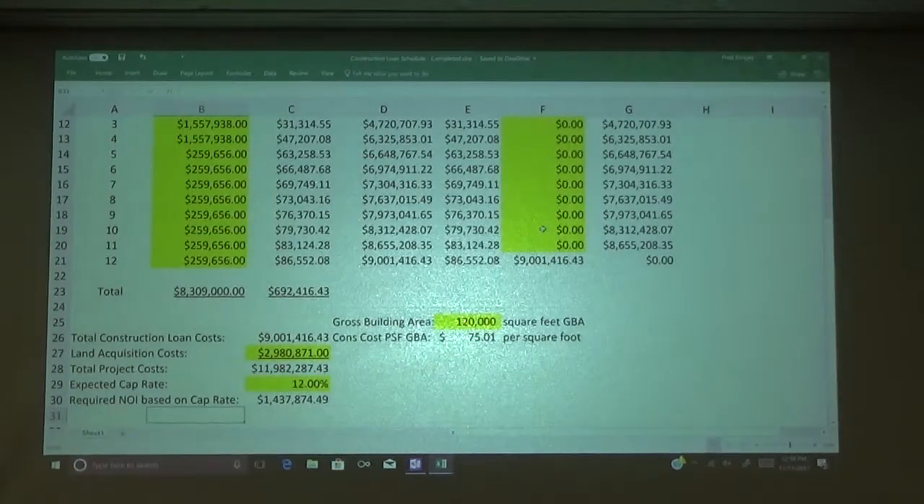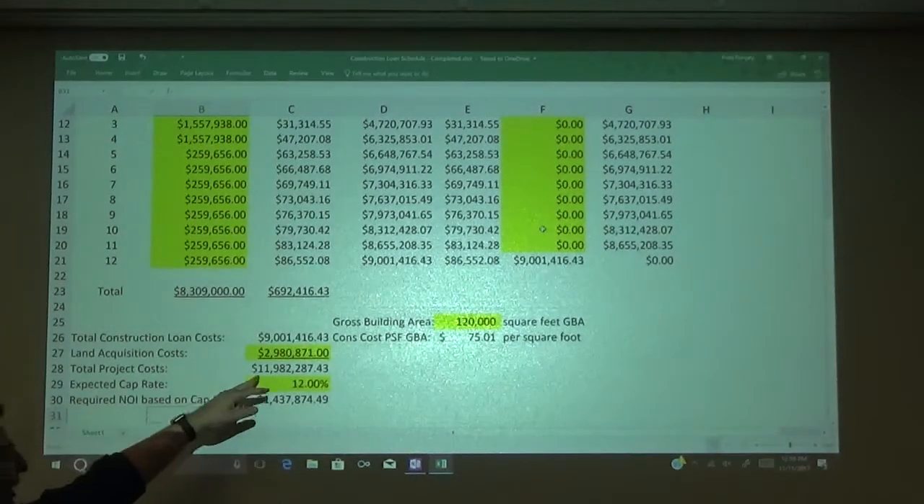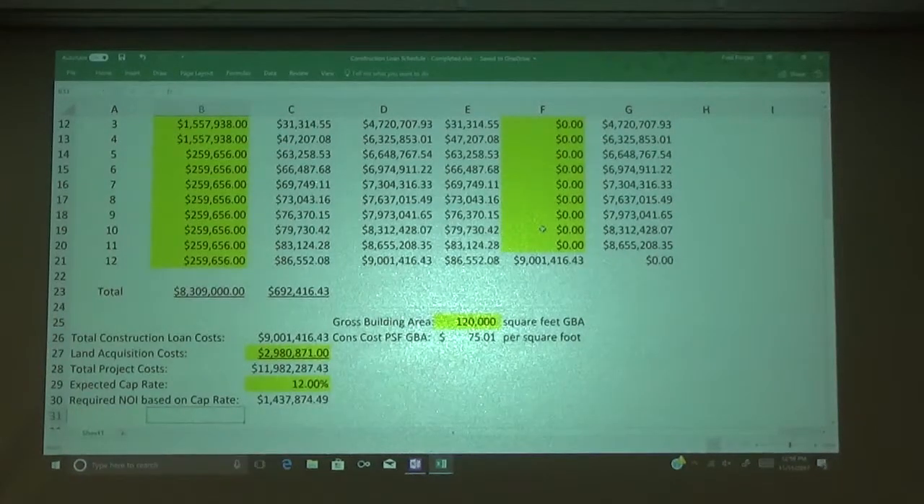So using that information, which is pretty straightforward, if we take that total project cost or value and apply a 12% cap rate to that, then we would need a required net operating income, based on that cap rate, of about $1.4 million a year. Just backward math into it.